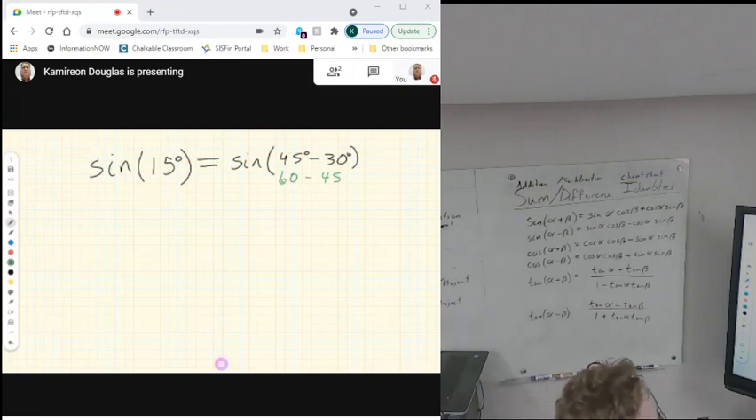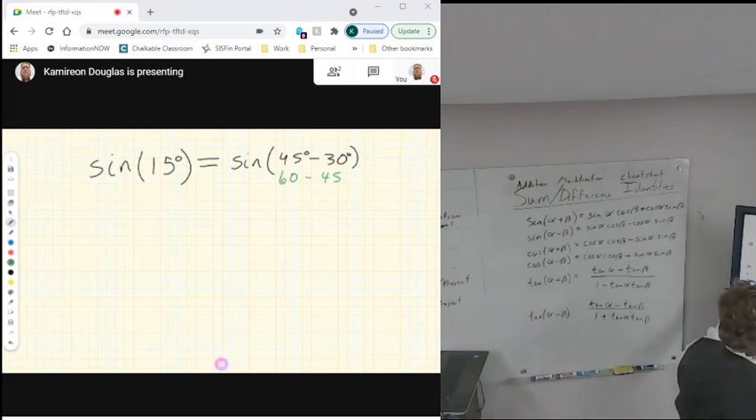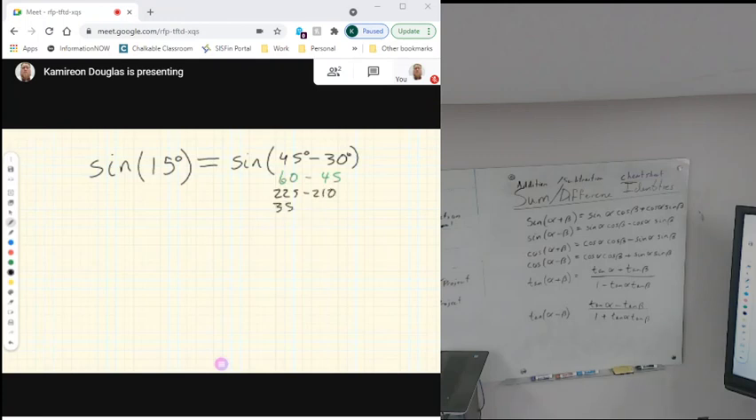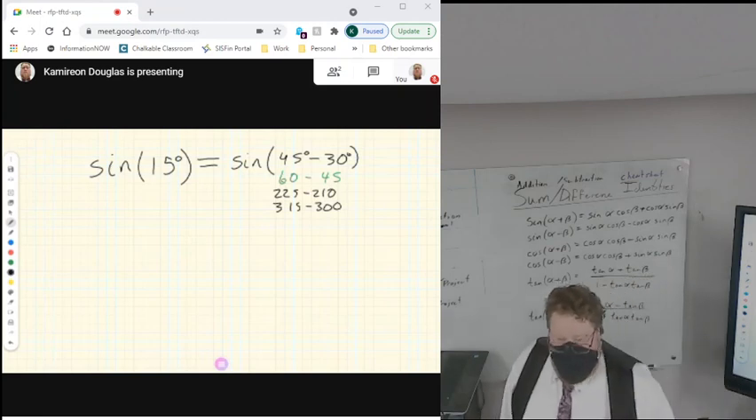Now, how I have to do it, again, this is the first piece, the one that for some of you will be the most mind-boggling part of the section. How the heck do I get those two numbers? I pick them. I pick them so that they do what I want them to do. I want 15. I find two that give me 15. We chose 45 and 30. Could have chosen 60 and 45. Could have chosen 225 and 210, or 315 and 300. Any of these will work with this process. I just have to pick some.